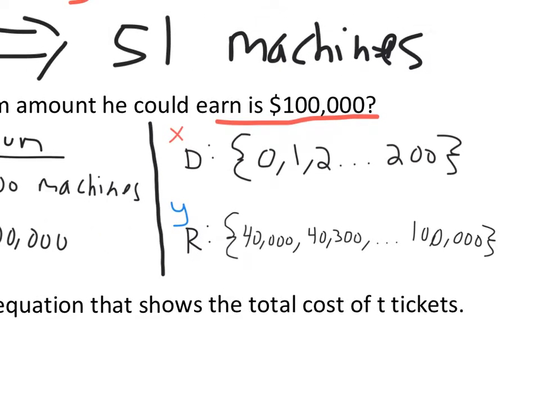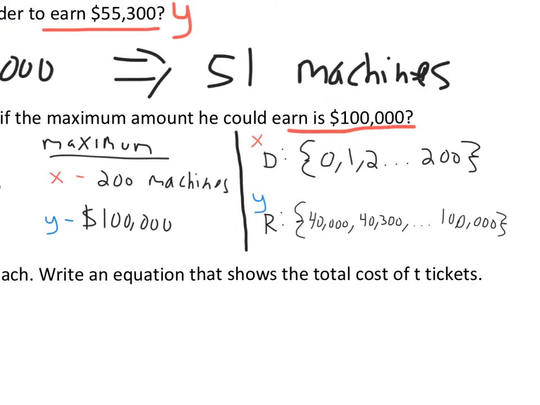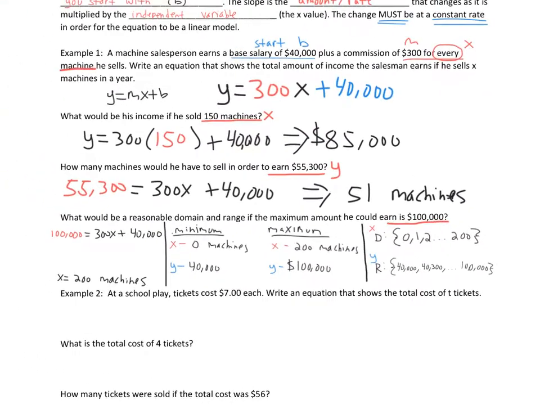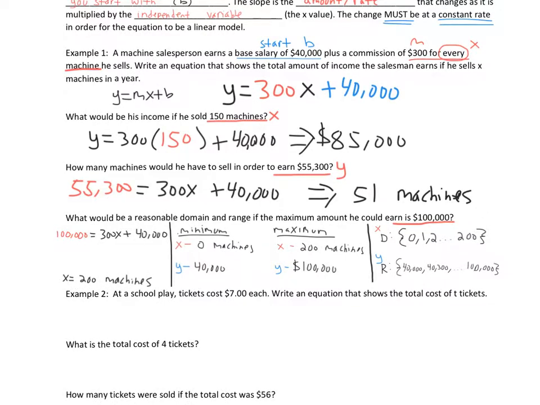Remember, it has to be that discrete domain and range. It cannot be an inequality because it does not involve all the in-between numbers. It only involves those whole numbers for the domain, therefore it has to involve those exact numbers for the range also. Okay? All right, awesome. So here is all of our work that we did there. Okay, so you got your equation, you found for 150 machines, you found 55,300, then you wanted to find your domain and range. All right, okay.